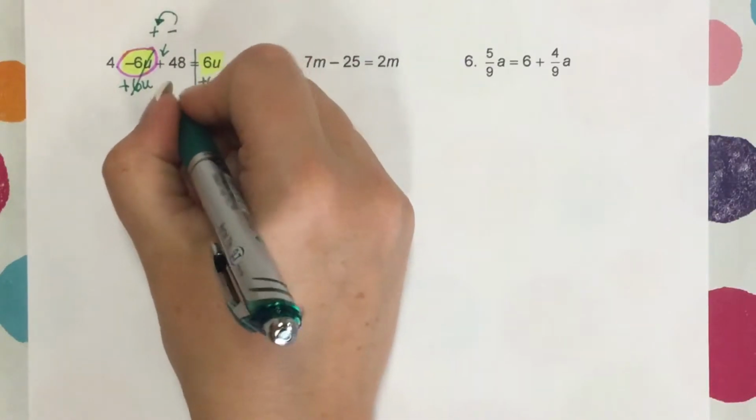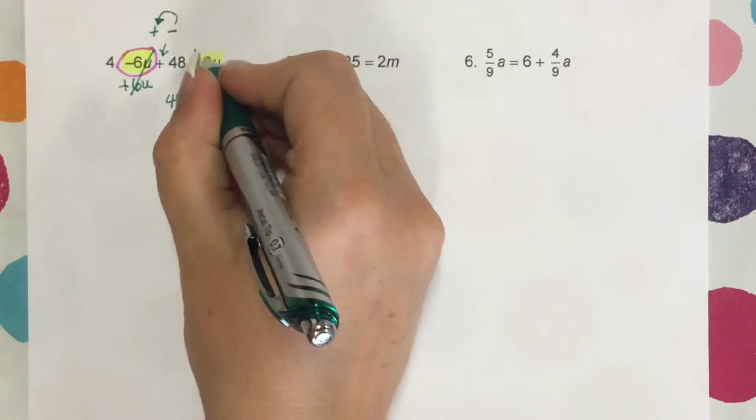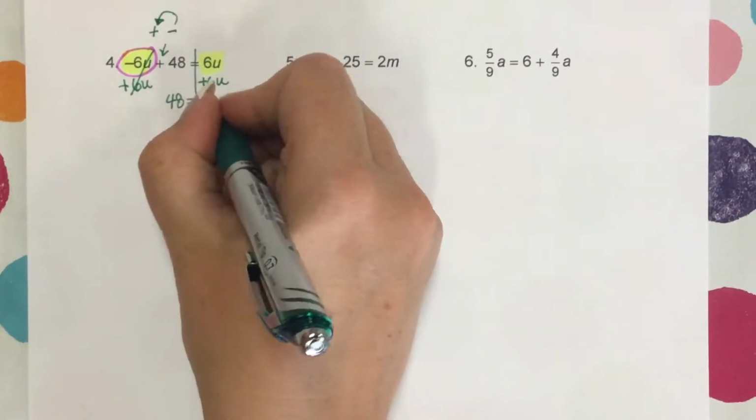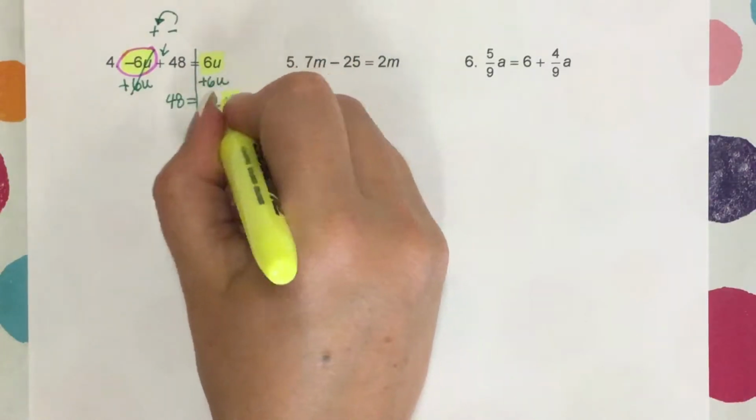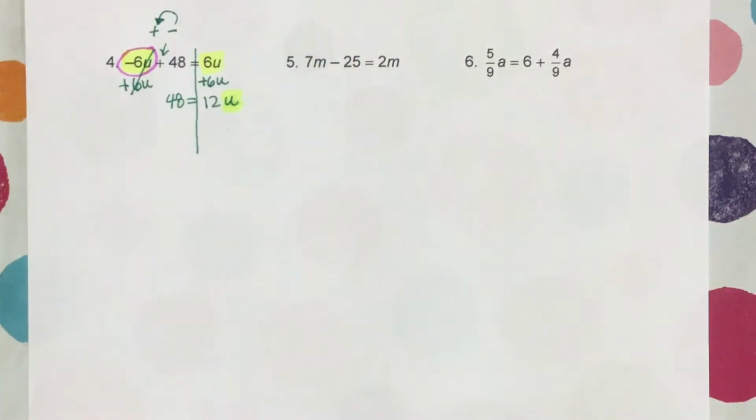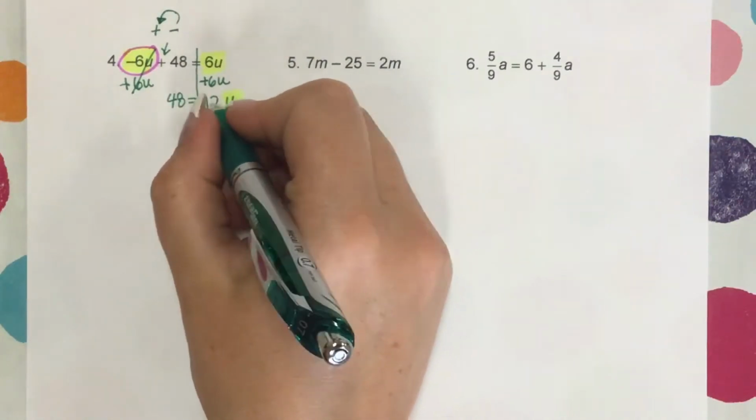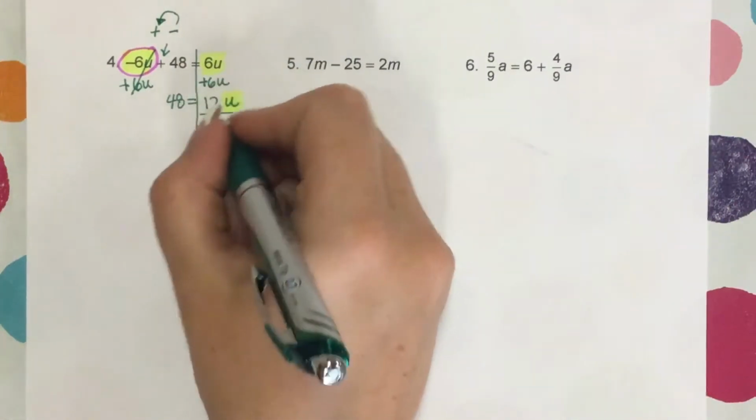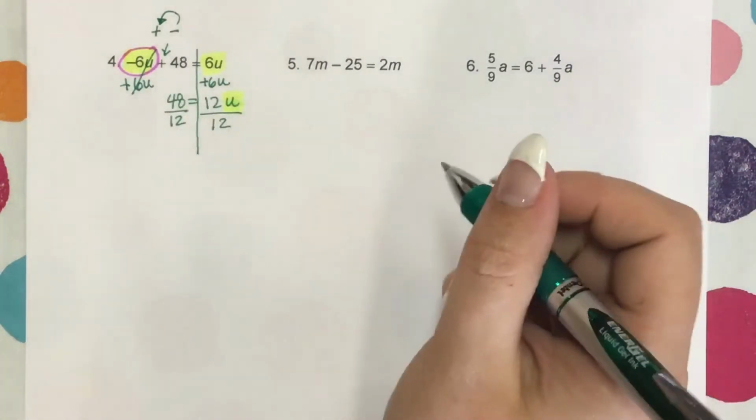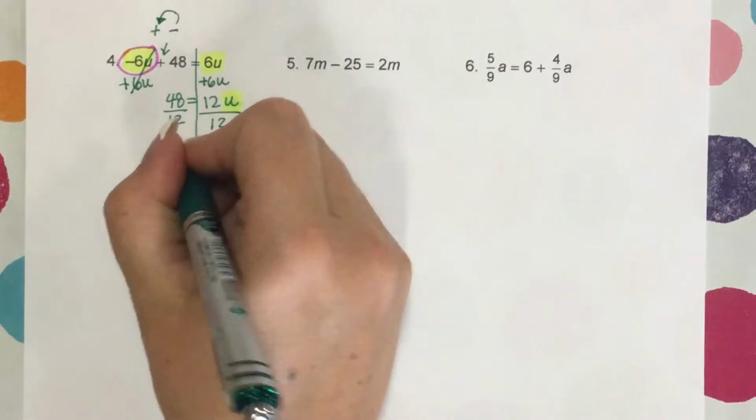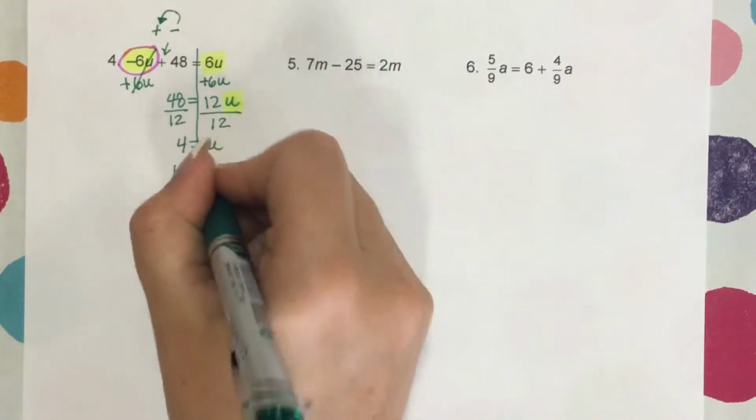And so all we have over here is 48 equals 6u plus 6u, which is the same thing as 6 plus 6, which is 12u. Okay, we're trying to get u by itself. It's 12u, which is 12 times u, so the inverse operation of multiplication is division. So we're dividing both sides by 12. And then 48 divided by 12 is 4. So u equals 4. I always like to write the u on the left side.